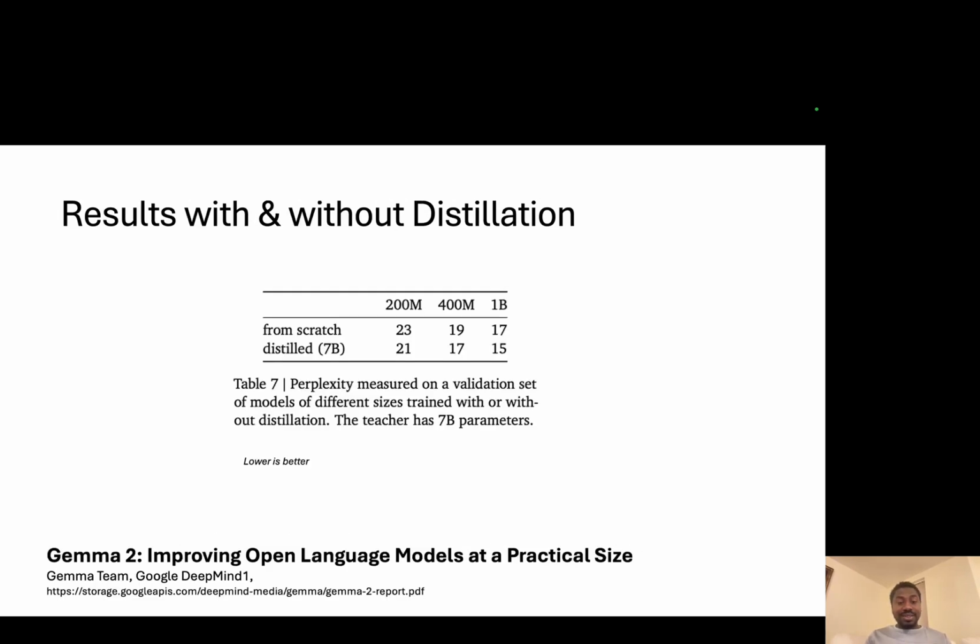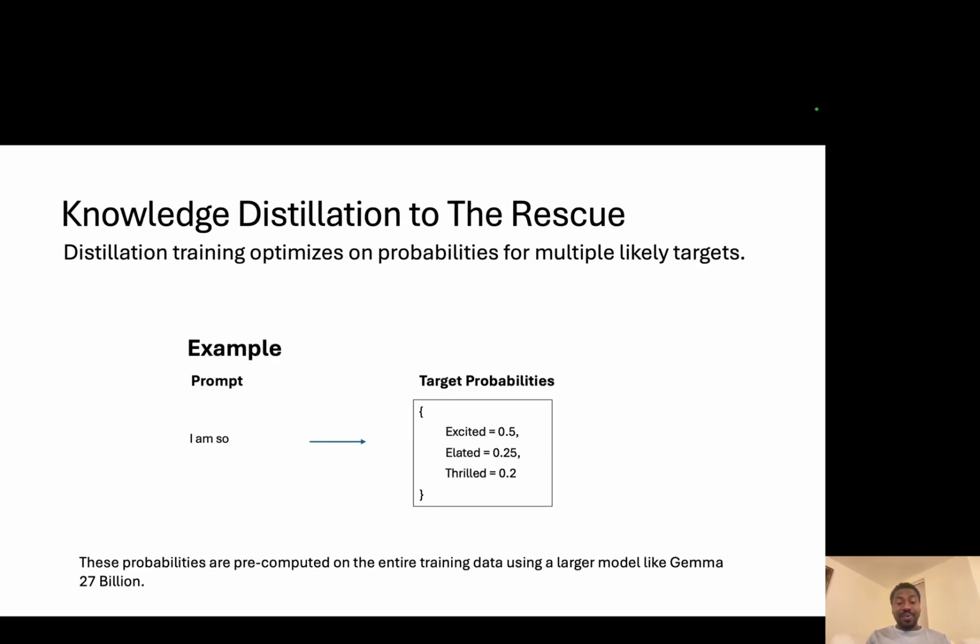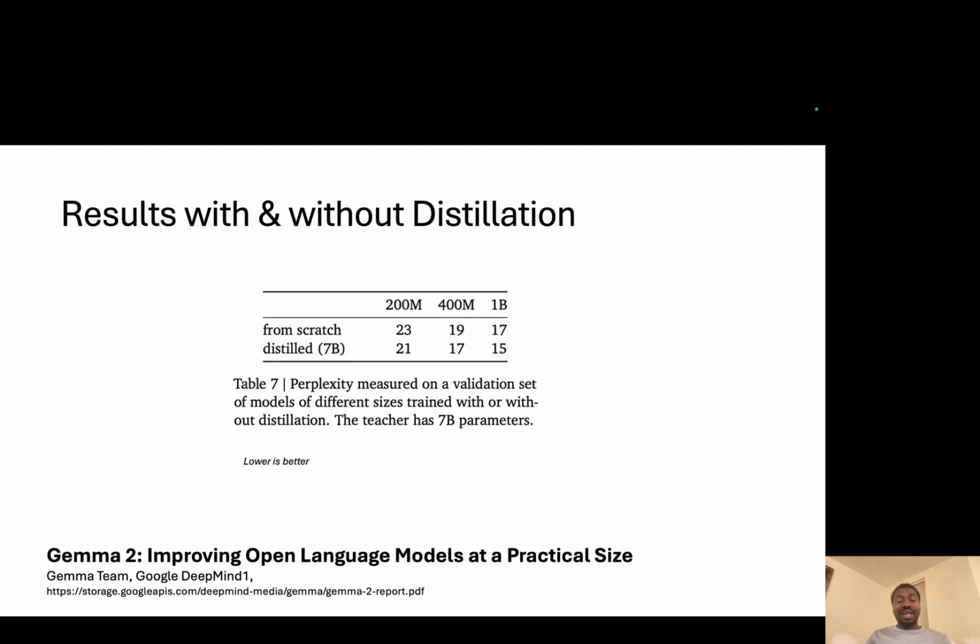And this has led to a lot of interesting results. With Gemma 2, they did a number of experiments on a 200 million parameter model, 400 million, and 1 billion, by distilling from a 7 billion model. So basically they took a 7 billion model trained via next word prediction, and then used it to compute probabilities on the entire training data, and then did knowledge distillation with a 200 million parameter model, 400 million parameter model, and 1 billion parameter model, distilled from the probabilities pre-computed by the 7 billion model.